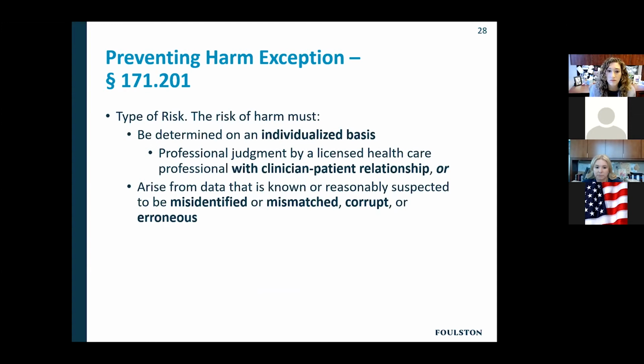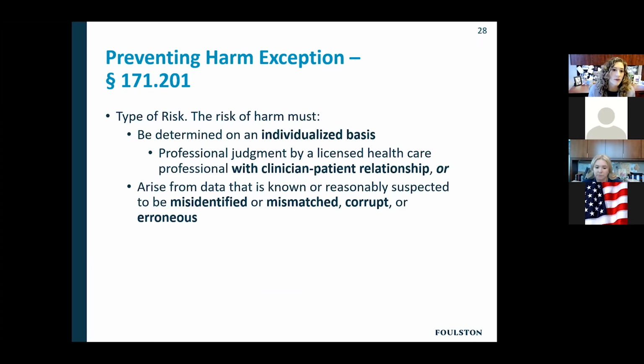So again, you have to meet one of the types of risk, and the risk must be determined on an individualized basis. We've got to document that if we're going to do it. It's the professional judgment of a licensed healthcare professional with a clinician-patient relationship. So you have to have that established patient relationship, and that professional can make a determination on an individualized basis that there's going to be a type of risk of harm.